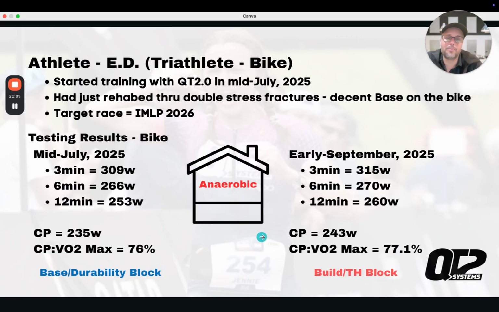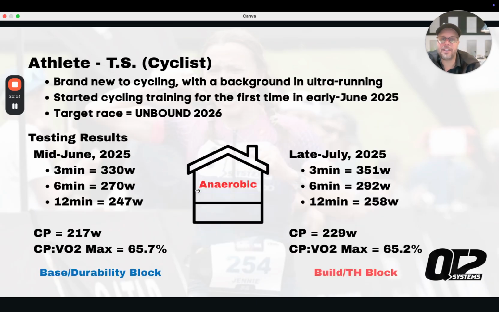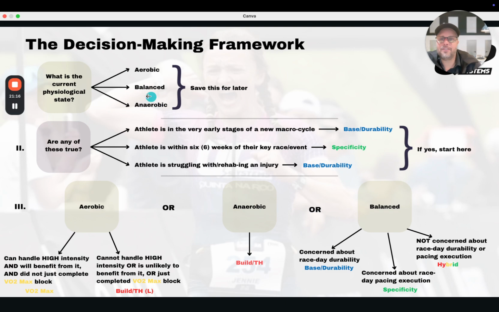That's an 8 watt improvement on a base that was already relatively well developed. But that said, now as we go to the decision making framework, this gave me this information. She was in an anaerobic state with her critical power to power at VO2 max ratio of 77.1. And this no longer applied. This wasn't going to apply because we're talking about Ironman Lake Placid in 2026. And we felt confident that we could move on from the rehabbing.